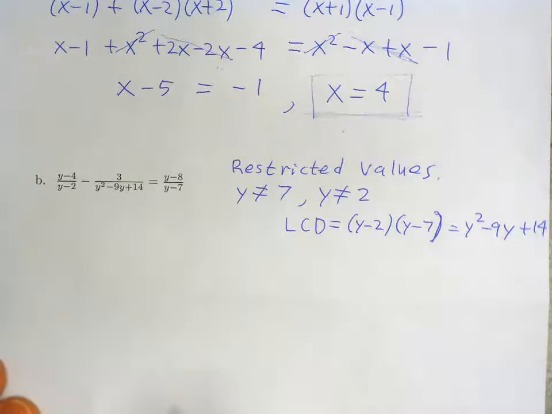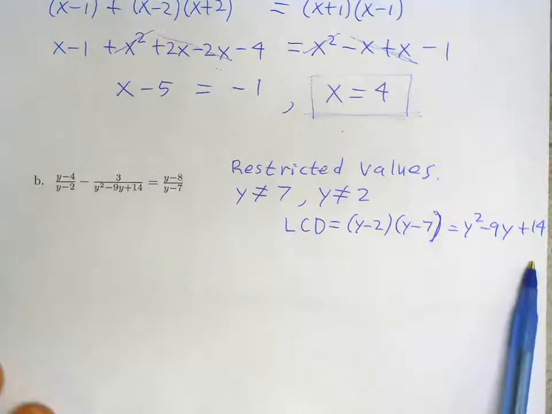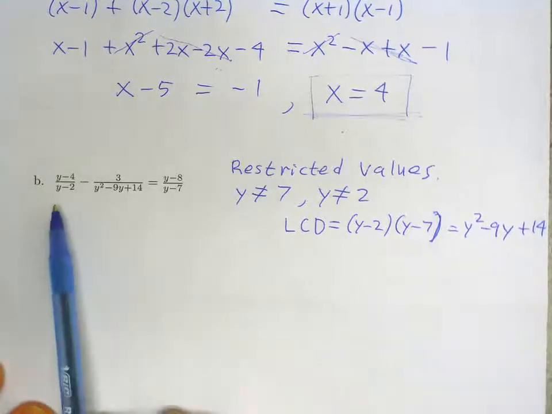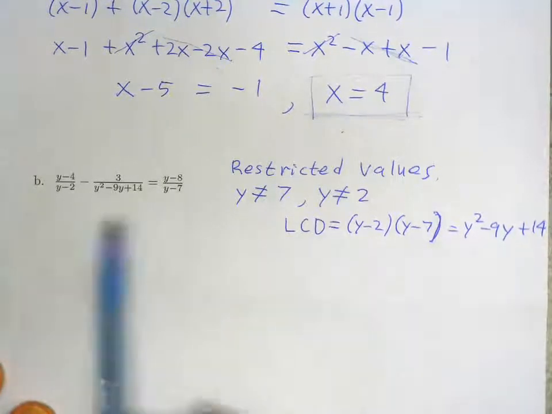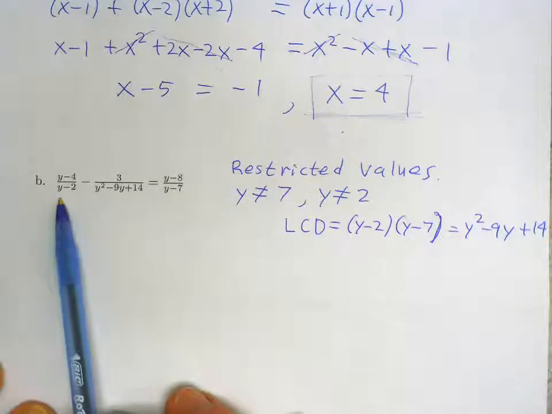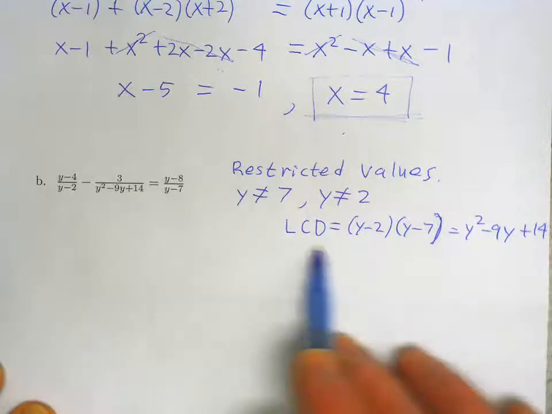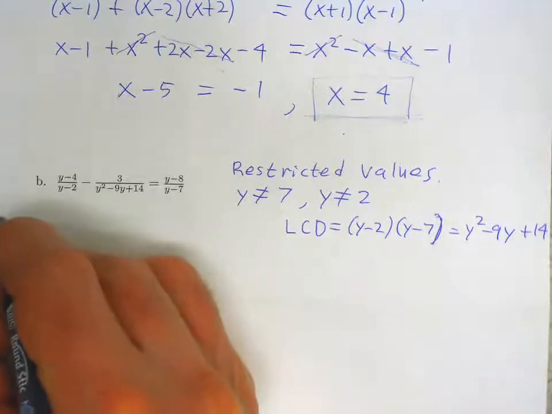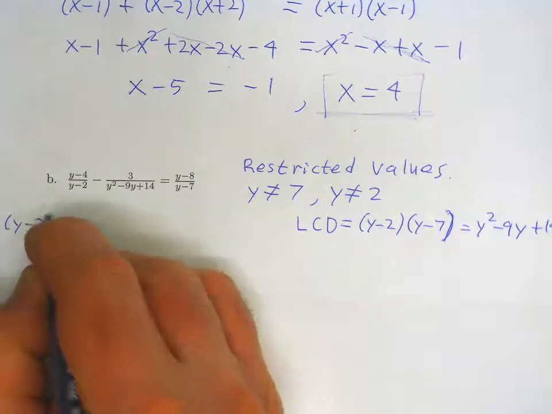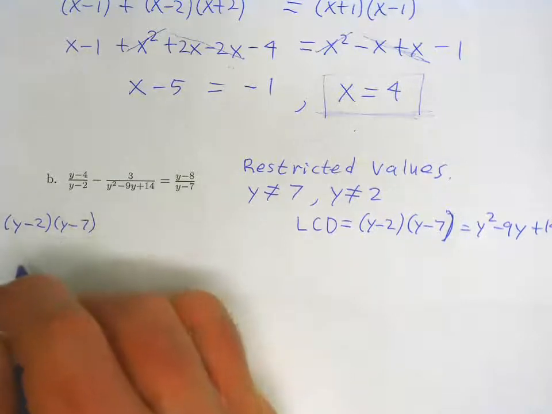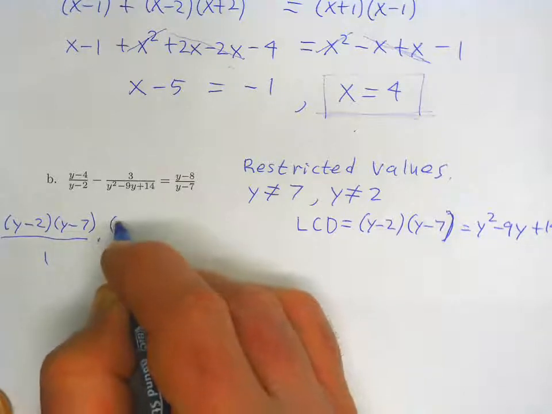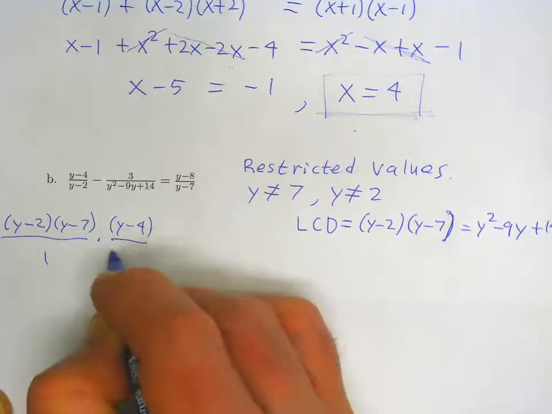So we multiply every term on both sides by the least common denominator. You can either use the factored form or the expanded form. And then we choose which one just based upon what we're multiplying it by. So I'll multiply y minus 4 over y minus 2 by the factored form of the least common denominator. So y minus 2 times y minus 7 over 1 times y minus 4 over y minus 2.